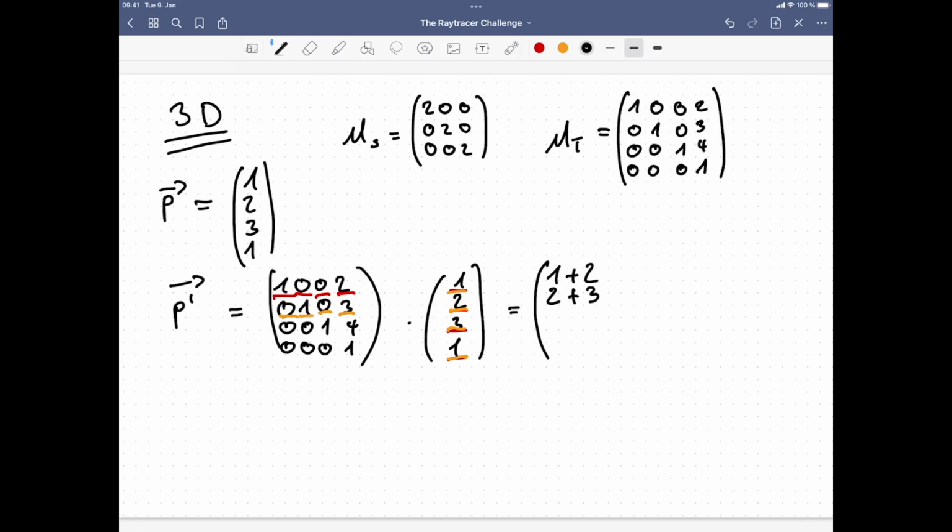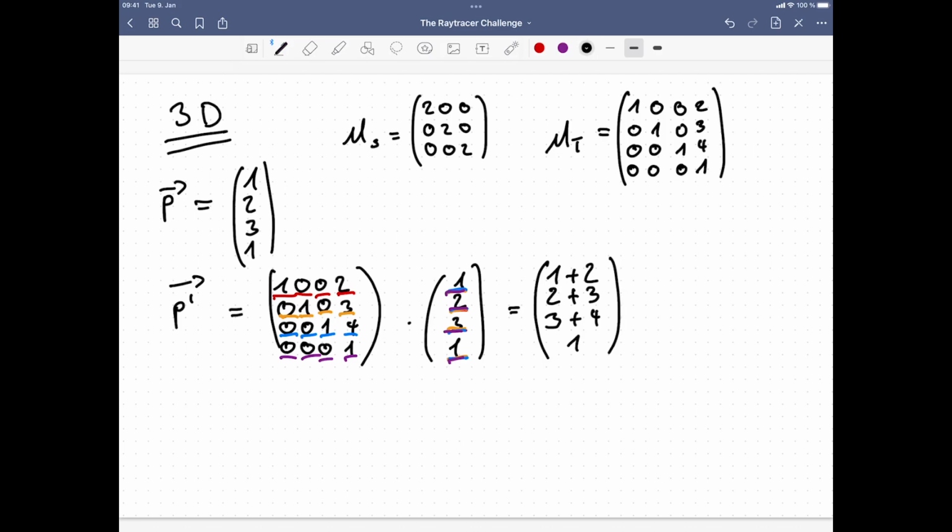The next row would be then 0 times 1, so 0, 0 times 2, so 0 again, 1 times 3, so 3, plus 4 times 1, so there will be 4. The last row will then be 0 times 1, which is 0, 0 times 2, which is 0, 0 times 3, which is 0, and 1 times 1, which is actually 1.